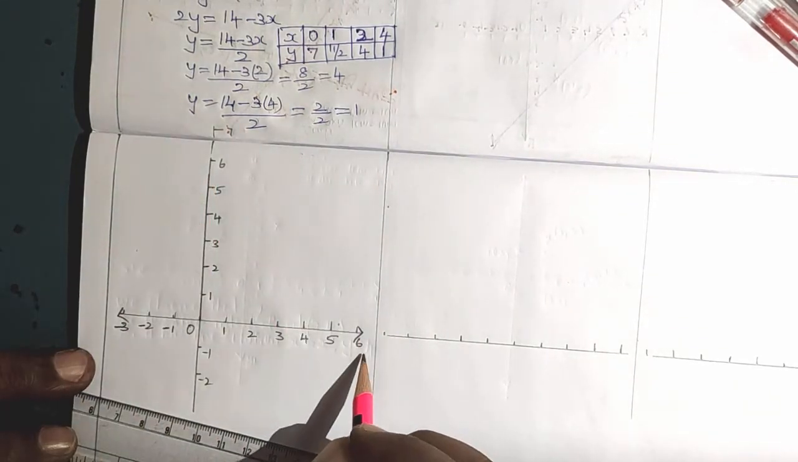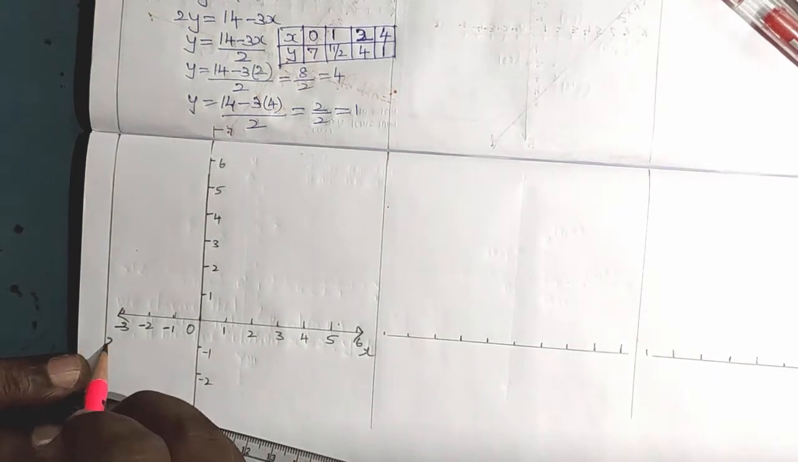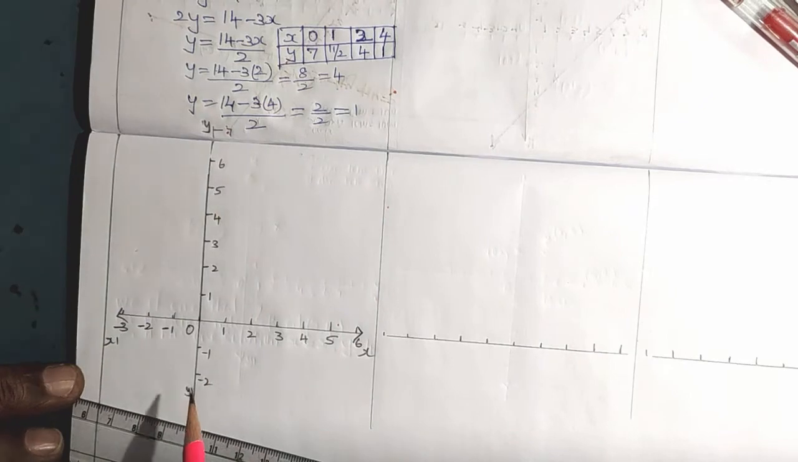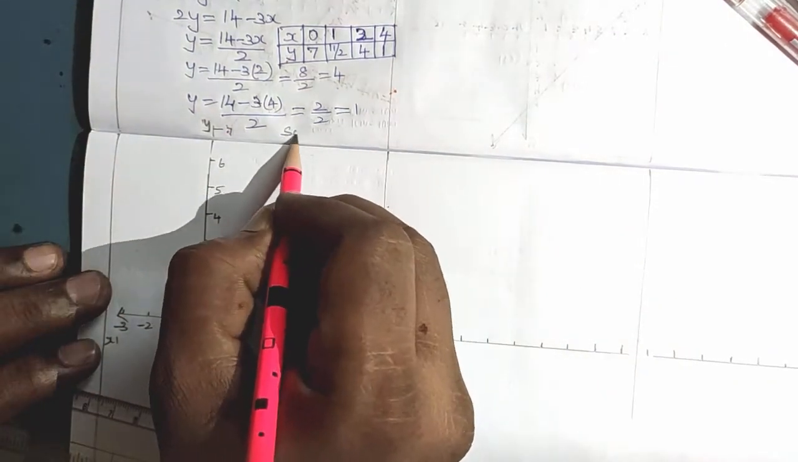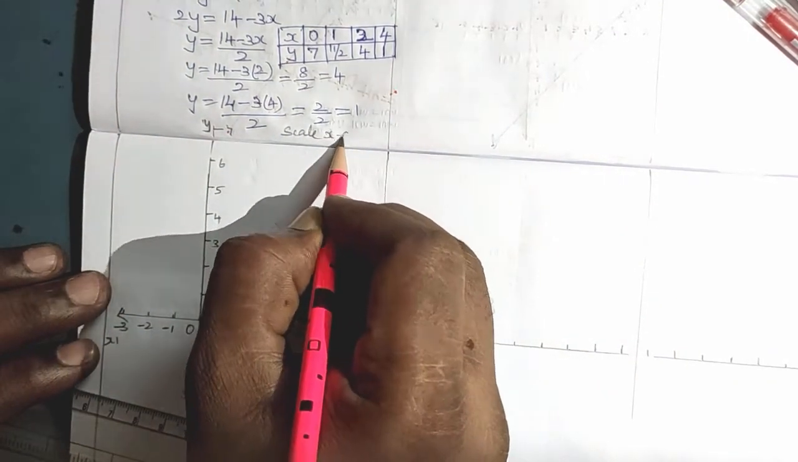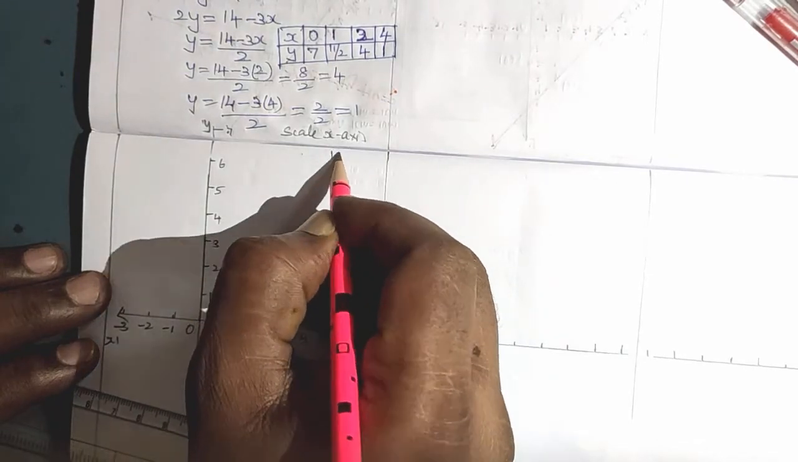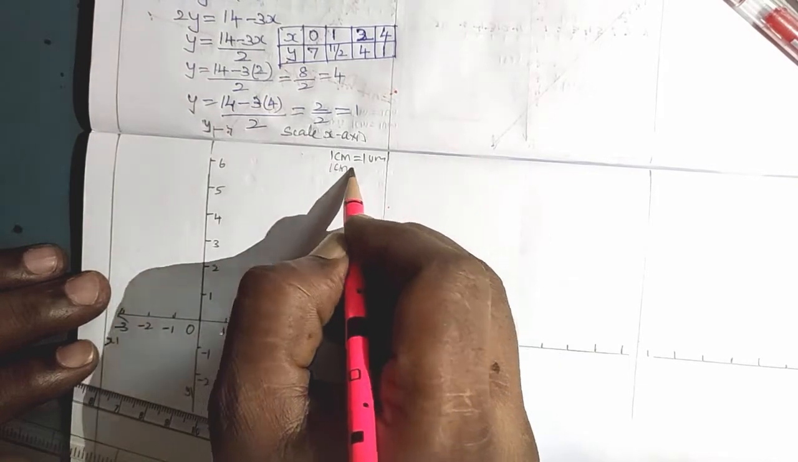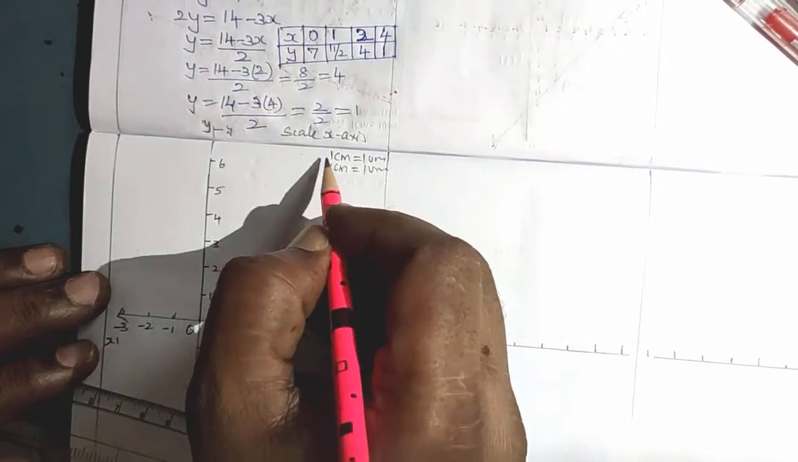Right. This is the x-axis and this one is x dash, the y-axis, and this is y dash. Now what is the scale I have taken here? X-axis scale is 1 centimeter equal to 1 unit. Y-axis scale is also 1 centimeter equal to 1 unit.